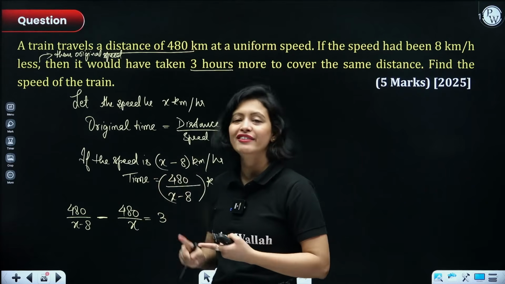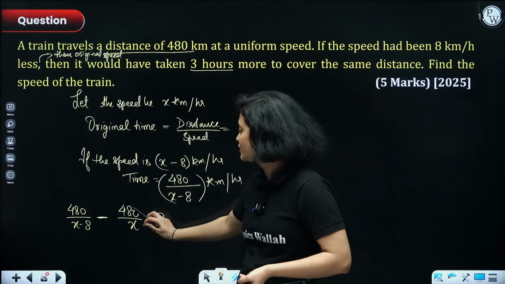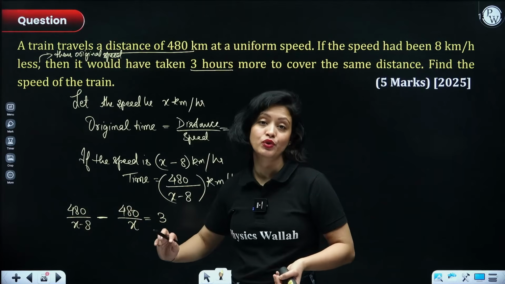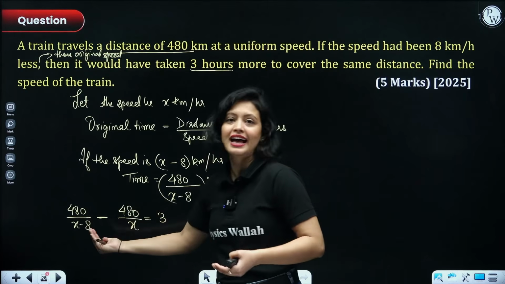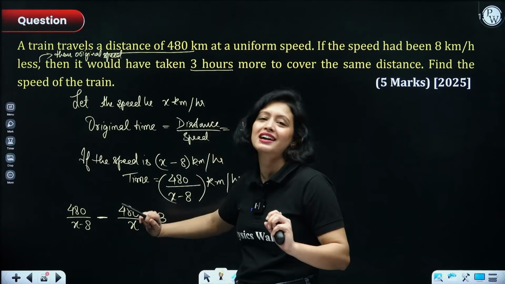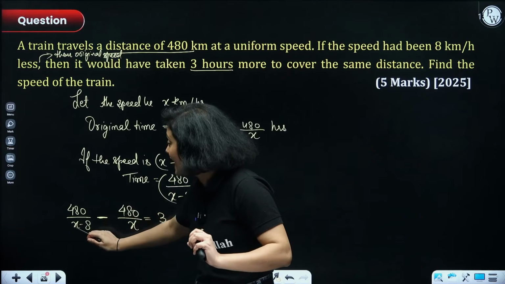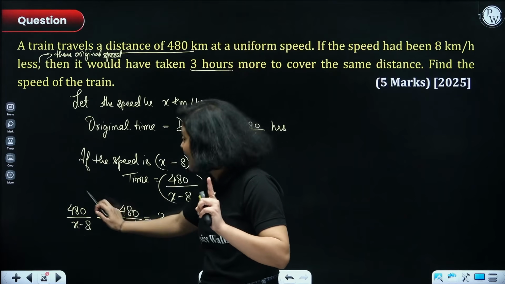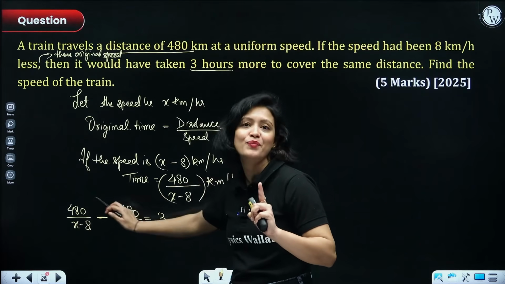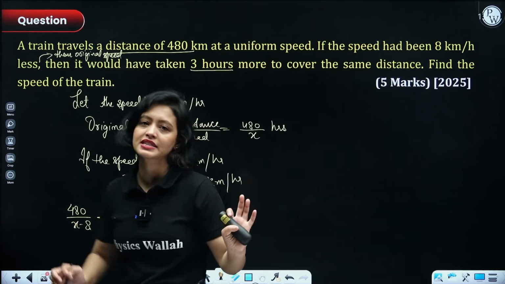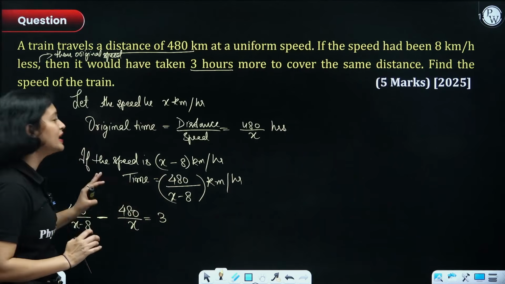And again, I'll repeat, if you do not understand which one to put first, 480 by x or 480 by x minus 8, like which one should I put first and subtract? So remember, smaller denominator means larger number. Either x minus 8 is the smaller denominator among both of these. So that's why this is the larger number. That's why from this we are subtracting this. This is all common sense. ठीक है? चलो, now we have an equation.